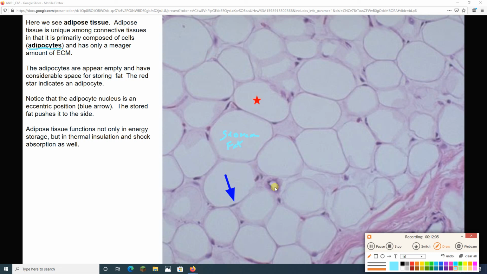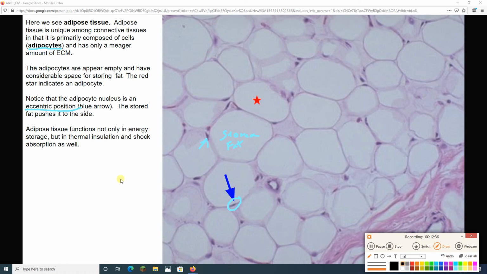All right. You may wonder, where's the nucleus? And the nuclei are pushed off to the side in these cells. There's a nucleus right there. I got the blue arrow on another nucleus right there. The nucleus is pushed off to the side. If you want to sound fancy, you could say it is in an eccentric position. Eccentric, away from the center. The stored fat pushes it to the side.